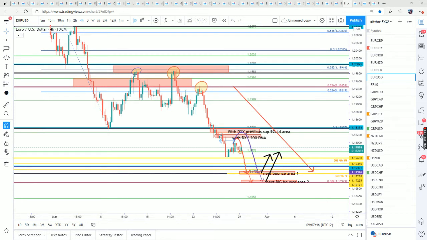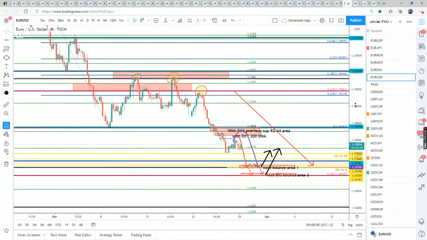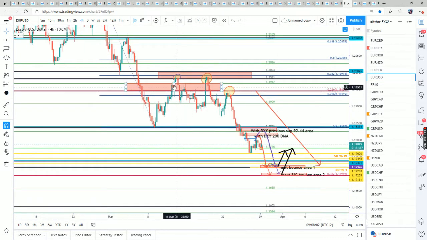So now we look at euro dollar. We just saw the DXY. We have, of course, a similar mirror effect, a similar picture. So I just put this 4-hour chart to remember what we had lately.